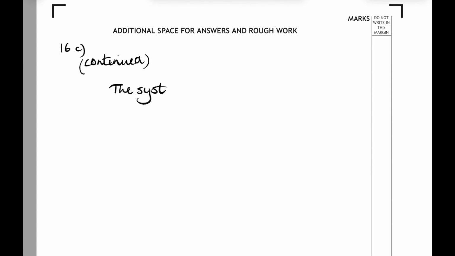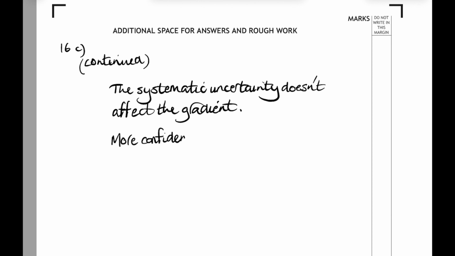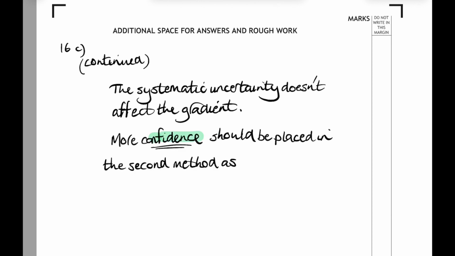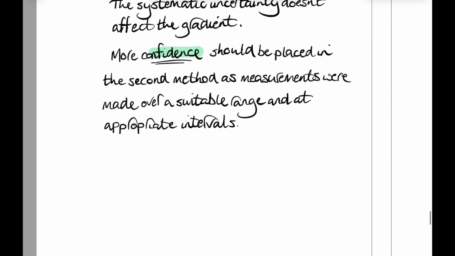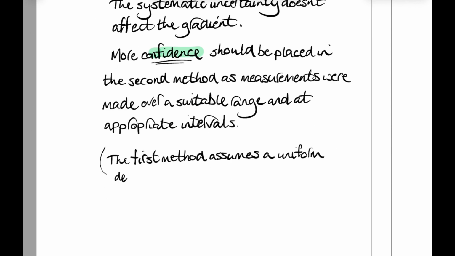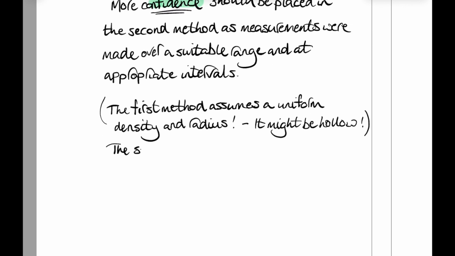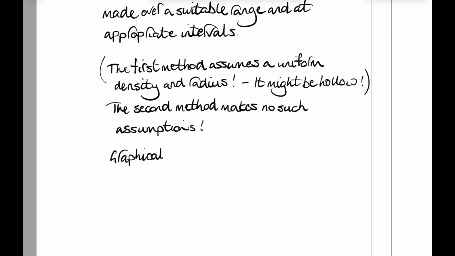Now, there's always space at the back for you to continue your answer. So let's continue. Now, this systematic uncertainty doesn't affect your gradient. So, more confidence should be placed in the second method, as the measurements were made over a suitable range and at appropriate intervals. And the first method assumes a uniform density and radius. It might be hollow, but the second method makes no such assumptions.